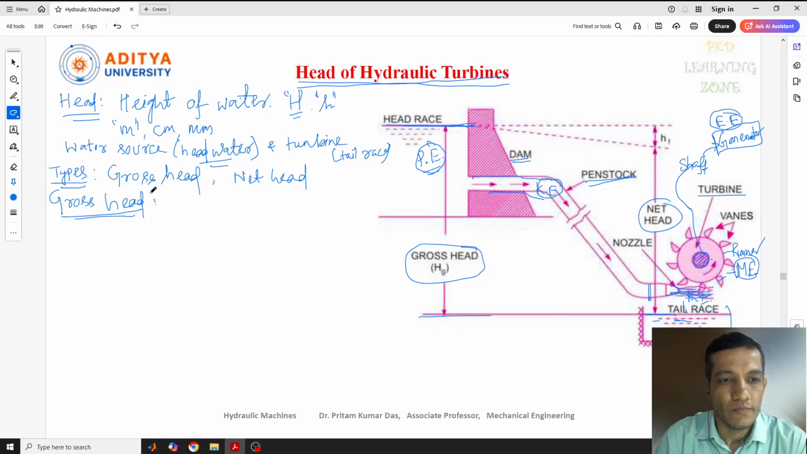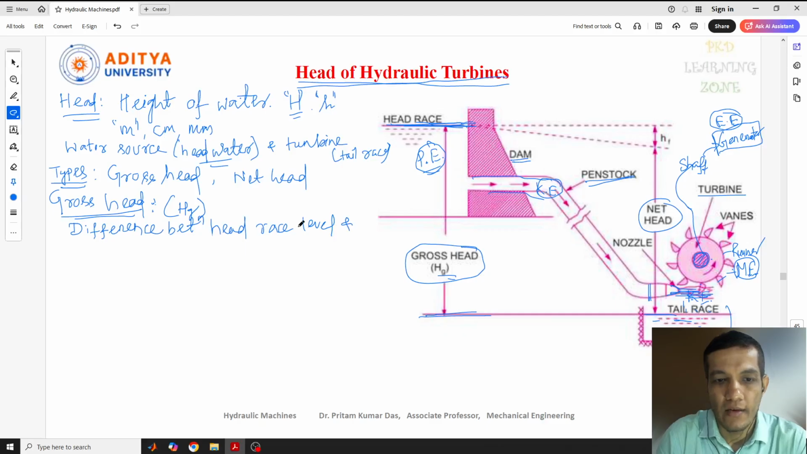This is indicated by Hg. Here also it is given, you can see gross head. So what is the gross head? It is very simple. It is the difference between, you can see, this height and this height. That means the height between the headrest and tailrest, or we can say the difference between the headrest level and tailrest level.